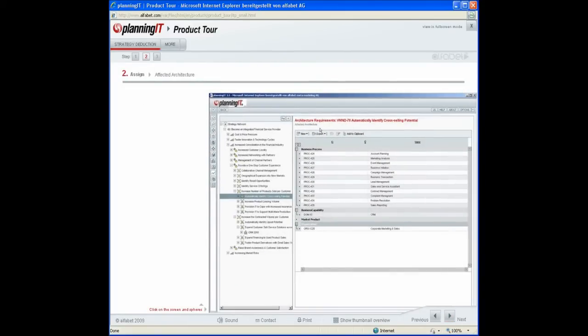Affected architecture. Here we can see all of the business processes, business capabilities, and objects associated with the architecture requirement automatically identify cross-selling potential.